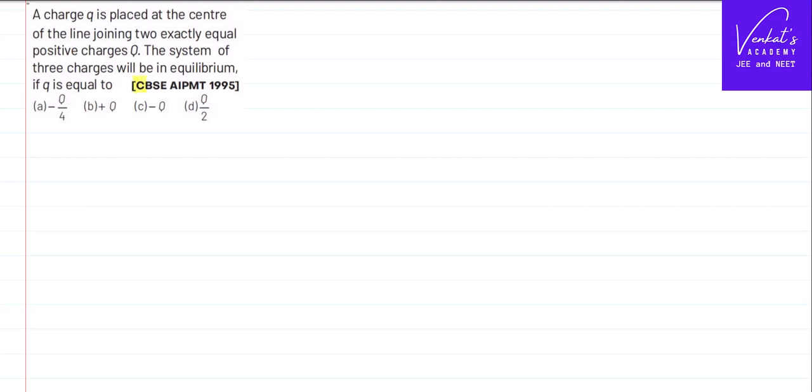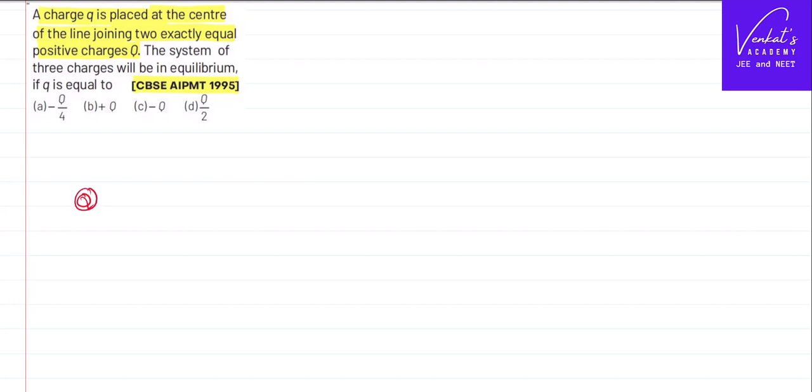This is an AIPMT question in electric charges and fields. It's a regular question in so many exams too, a very interesting question. It says a charge small q is placed at the center of the line joining two exactly equal positive charges, capital Q. So he is saying that there are two charges.